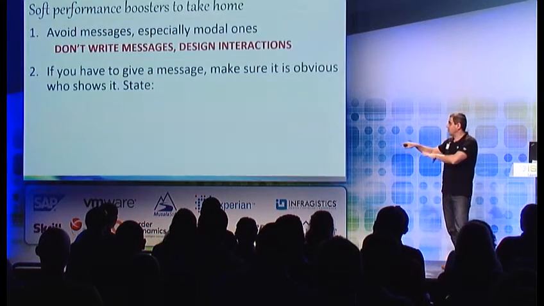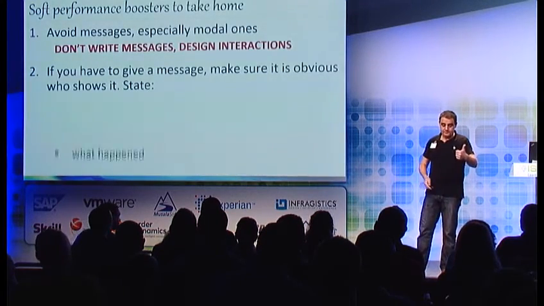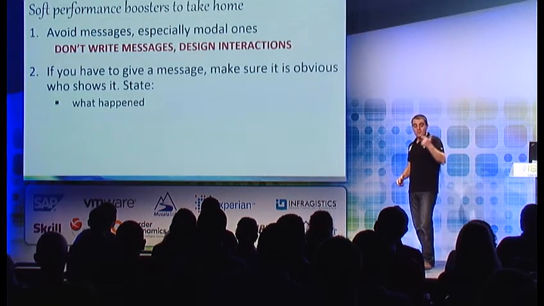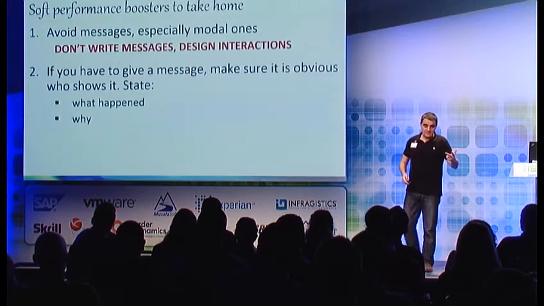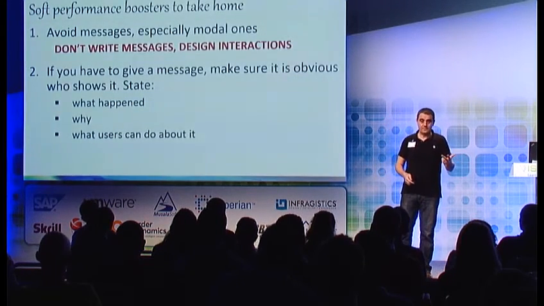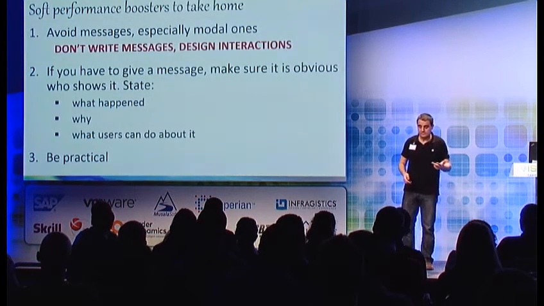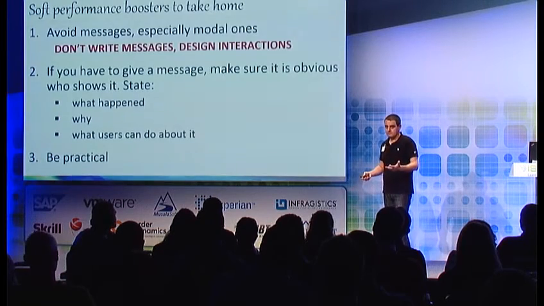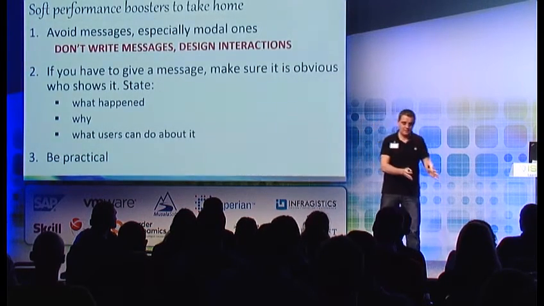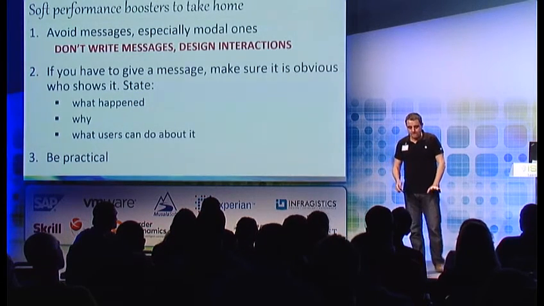Now let's get back to, if you have to give a message, who shows it? What happened? Or what did not? Or what will happen? Why is this happening or not happening, and what can users do about it. And third, be practical. Forget everything that I told you and do whatever makes sense for the specific case.